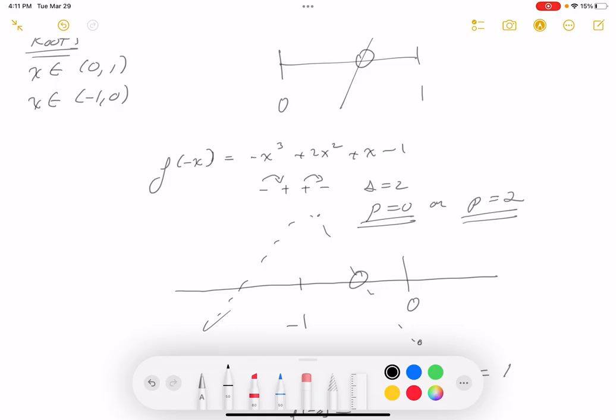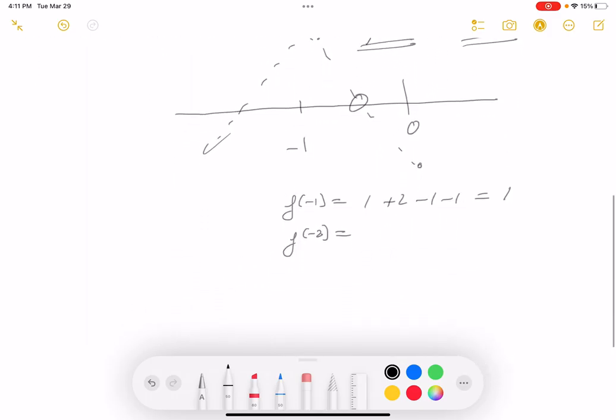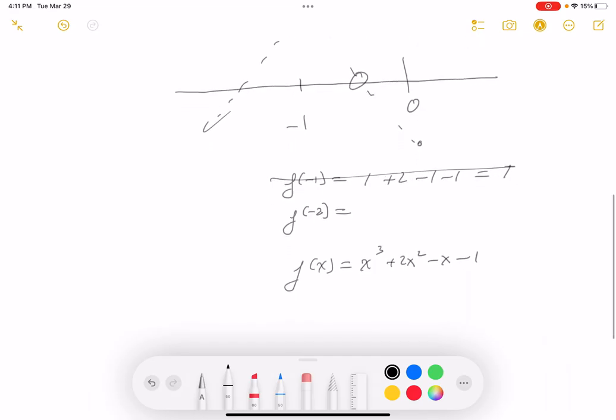Did I do that before? Let me write that down. I'm sorry about that. I think I might have made a mistake over here. Let me write the problem down again. I might have spoken when I was looking at the wrong thing. f of x is x cubed plus 2x squared minus x minus 1. I made a mistake here. Let's do it again. What's f of minus 1? It's minus 1. I did make a mistake.